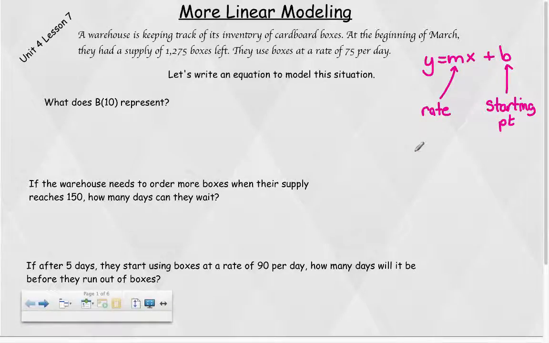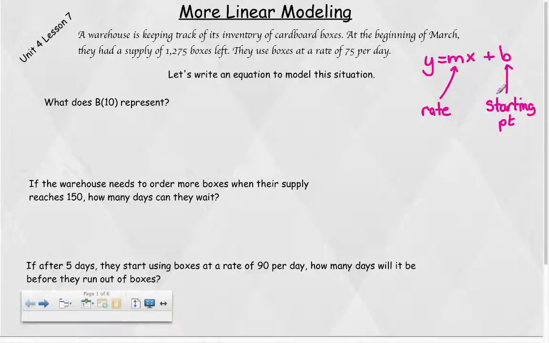So when we read these problems, we're always going to look for where did the business start and what rate is it growing, or maybe it's decreasing. Okay. Let's look what we got here. A warehouse is keeping track of its inventory of cardboard boxes. At the beginning of March, they had a supply of 1,275 boxes left. And they use boxes at a rate of 75 per day. Write an equation to model this situation.